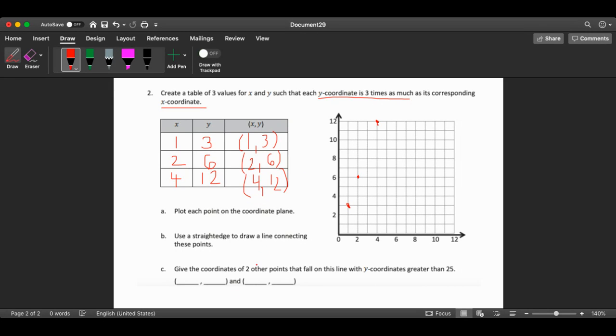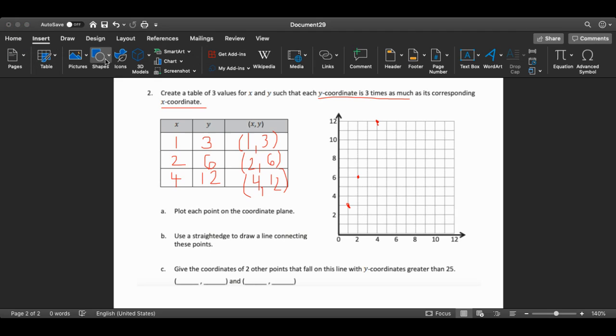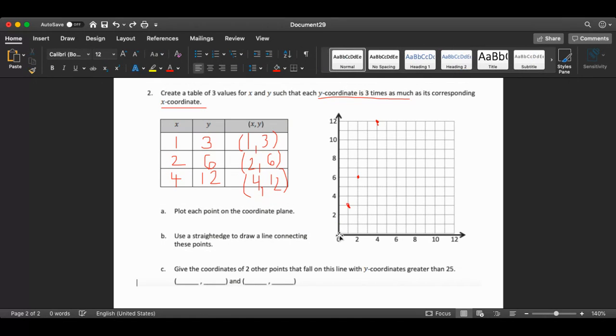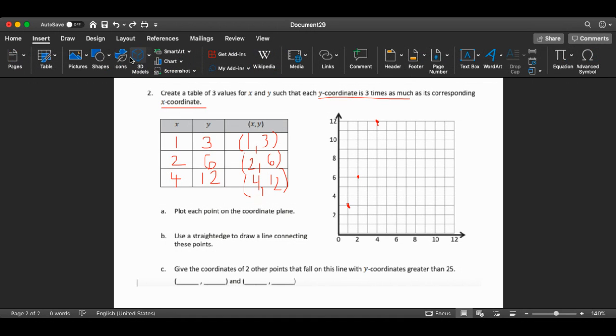All right, they want you to use a straight edge to draw a line, so I'm going to go back and insert that again. I don't do that right. It actually would go through 0, so that's really what I should have done, because if the x coordinate was 0, the y coordinate would have also been 0, so really this should go through here. There we go.